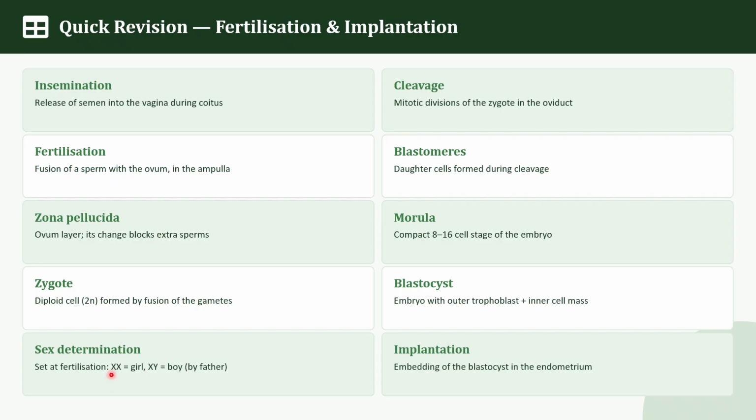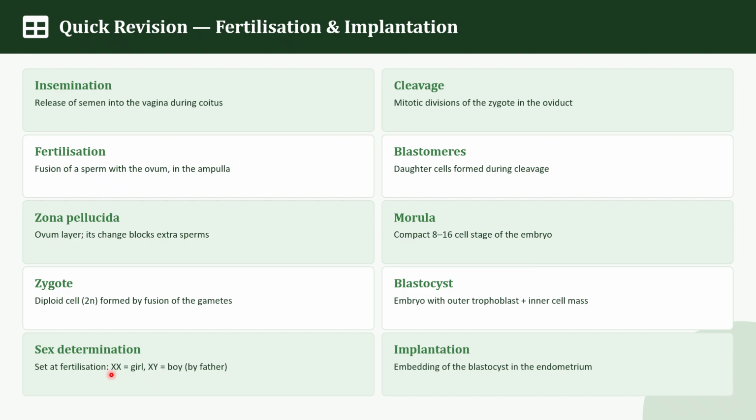Let's have a quick revision, children. Whatever we saw in this part, some important definitions. Insemination is the release of semen into the vagina during coitus. Fertilization is the fusion of sperm and ovum to form a diploid zygote. Zona pellucida is a protective layer around the ovum that prevents the entry of multiple sperms after fertilization. Zygote, the first diploid cell formed after fertilization. Sex determination is determined by the father's X or Y bearing sperm.